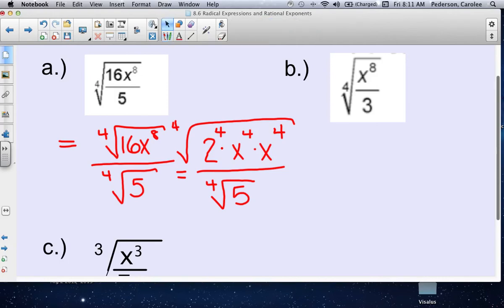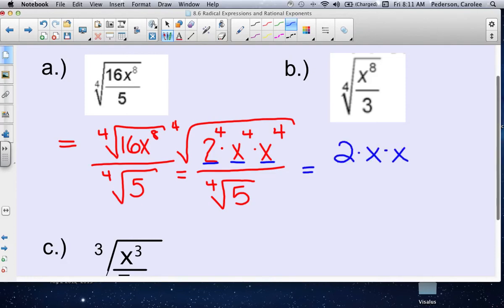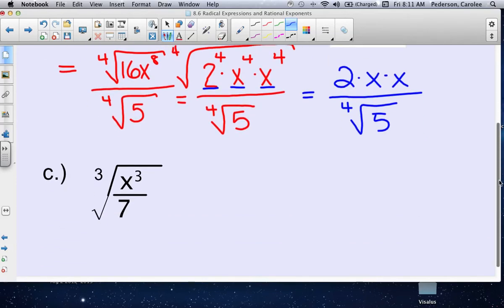Now, what goes out in front is a 2, an x, and an x, over the 4th root of 5. So we get 2x squared over the 4th root of 5.